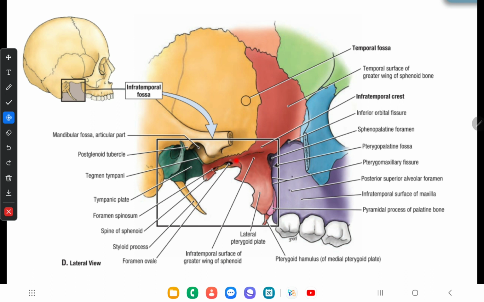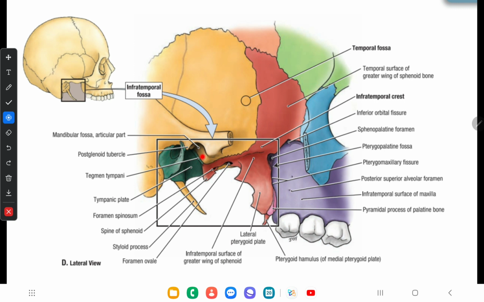And these are the foramina, foramen ovale and foramen spinosum of the sphenoid bone. And you can see the tympanic plate and tegmen tympani here. Then this is the styloid process and external auditory meatus here, the mandibular fossa or articular part of the mandible.